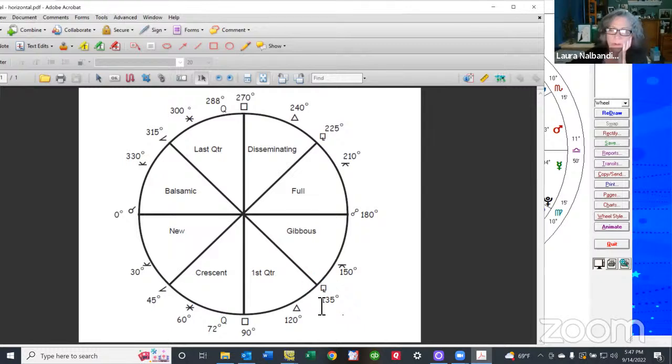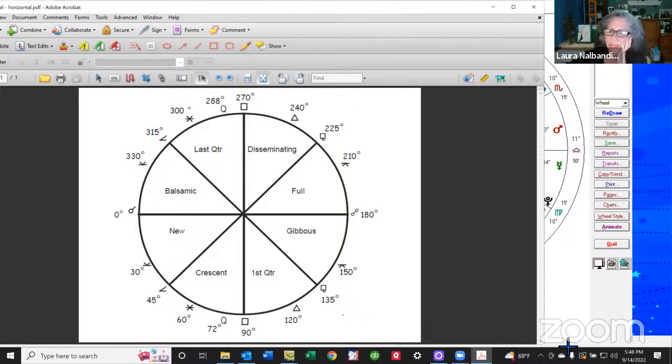All right, so let's see if I can get my drawing implement. It's really just being obnoxious. It's not going to let me draw. It's Mercury retrograde, folks. All right, so your first quarter sesquiquadrate is the applying sesquiquadrate. Your gibbous is your separating on this side. Over on the other side, your applying sesquiquadrate is full, and the separating is disseminating.